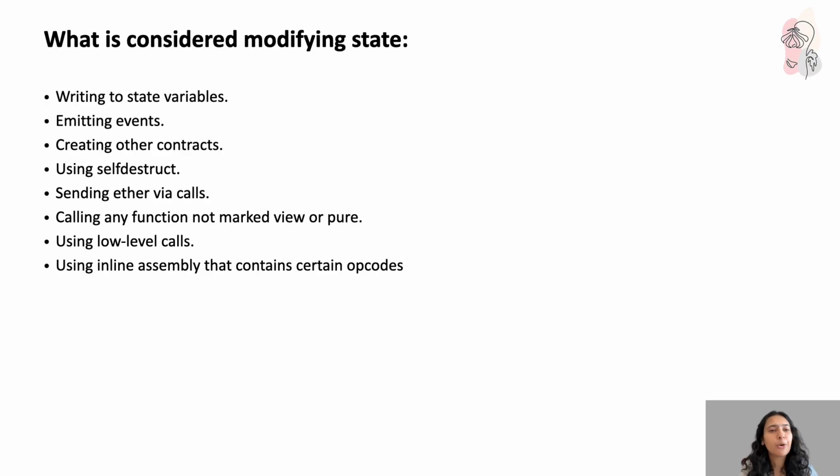What is considered modifying state? Writing to state variables, emitting events, creating other contracts, using selfdestruct, sending ether via calls, calling any function not marked view or pure, using low-level calls, and using inline assembly that contains certain opcodes. All this is called modifying state.